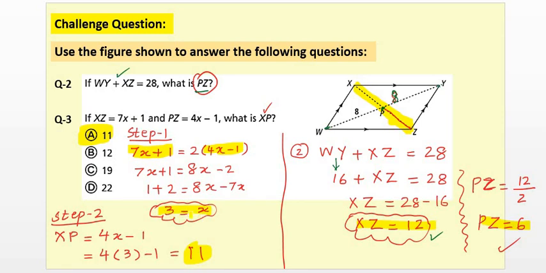Now you can substitute this value of x, 3, to find XP, because they said, let me write it over here for you, they said PZ is 4x minus 1. If this PZ is 4x minus 1, that means XP will also be 4x minus 1. And now substitute the value of x, that is 3 here, and it will give you the answer, that is XP is 11. That means option A is the correct option.